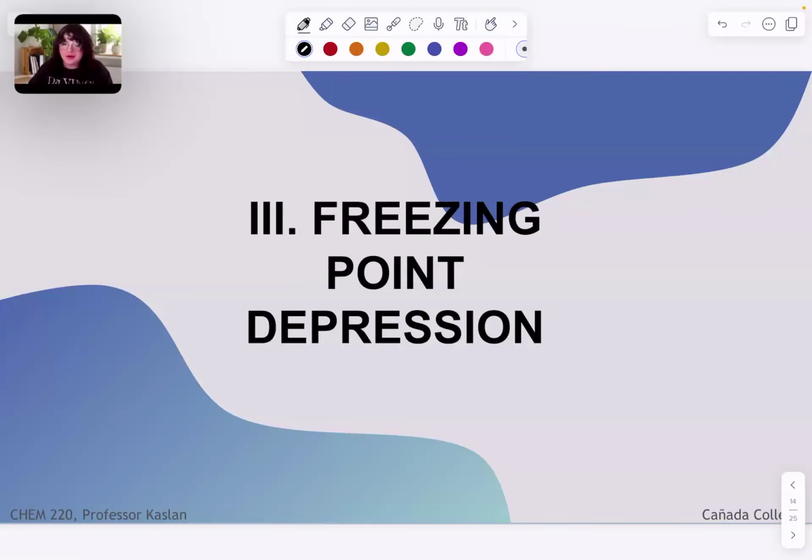Welcome back to our continuing conversation about colligative properties of solutions. Thus far, we have discussed Raoult's law and the concept of vapor pressure lowering and how that relates to an ideal solution. We've also made connections between the boiling point of a solution and its vapor pressure, which allowed us to discuss the colligative property boiling point elevation.